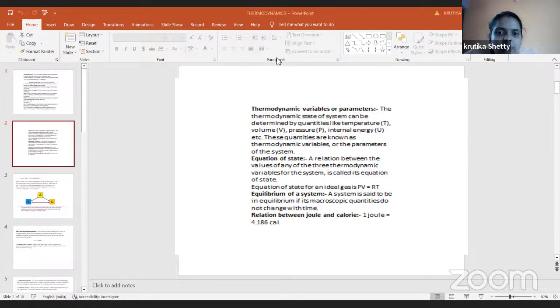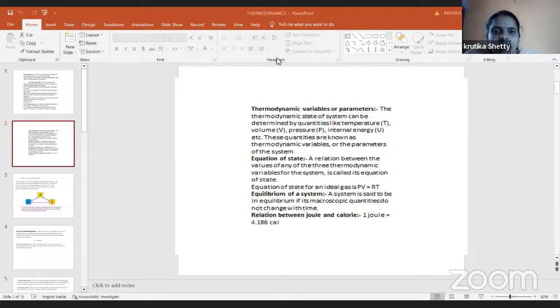Equilibrium state means that two systems, when they are in thermal equilibrium with each other, are in equilibrium of state. So in the case of equilibrium of a state, here we consider the macroscopic quantities.